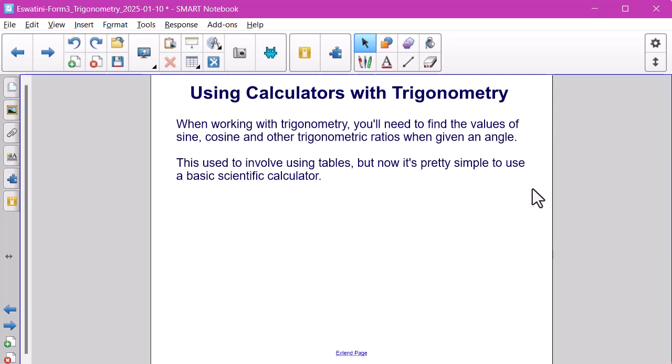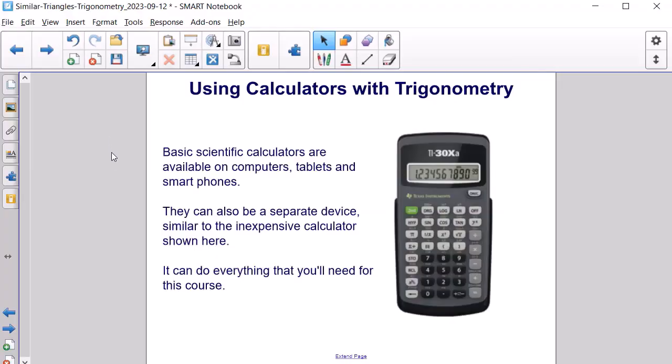When working with trigonometry, you'll need to find the values of sine, cosine, and other trigonometric ratios when given an angle. This used to involve tables, but now it's pretty simple to use a basic scientific calculator. Basic scientific calculators are available on computers, tablets, and smartphones. They can also be a separate device, similar to the inexpensive calculator shown here to the right. It can do everything that you'll need for this course.